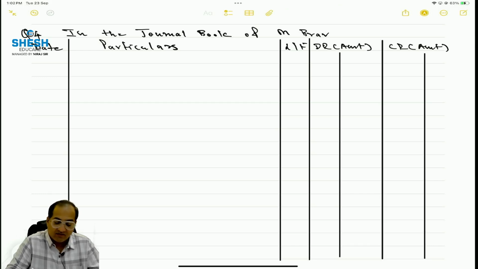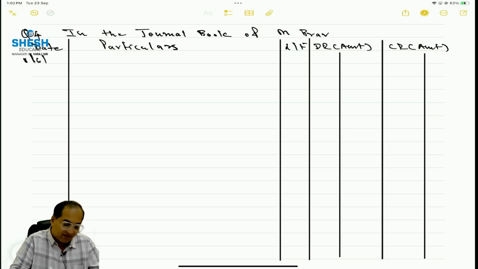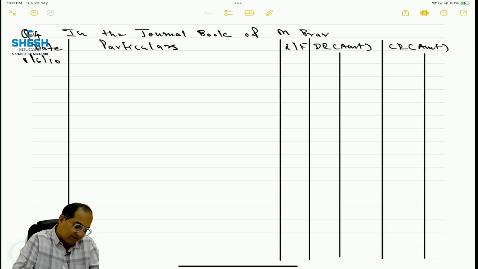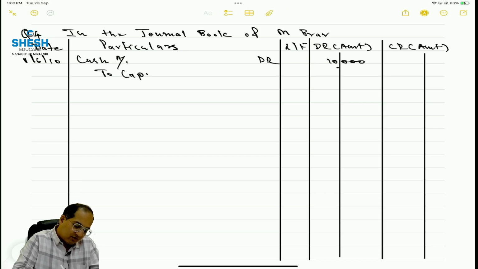Started business with cash 10,000. On which date? 1st June. So which two accounts are affected? Cash account and capital account. Cash account is a real account. Debit what comes in. So for the business, cash is coming in, 10,000. And who is the giver of this cash? Owner. But we don't write to owner's account, but that's what we represent by capital account.